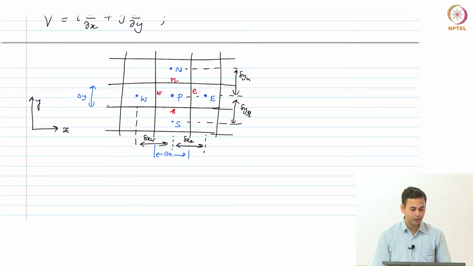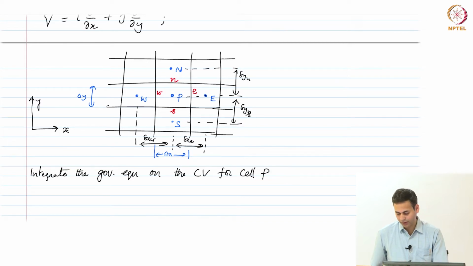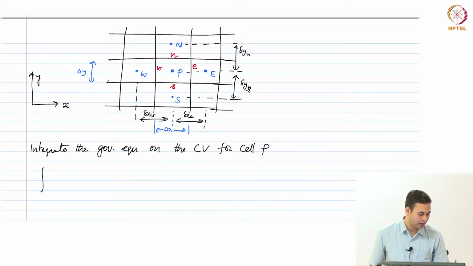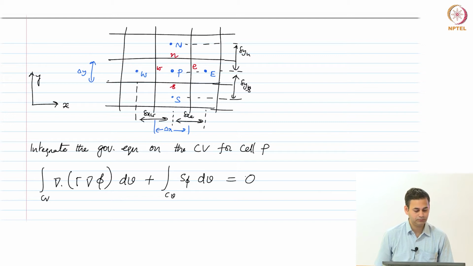Now, we are ready to start discretizing the equation. That is, the first step is to integrate the governing equation on the control volume for cell P. Essentially, that leads us to integral over the control volume of del dot gamma grad phi dV plus integral over the control volume of S phi dV equals 0.